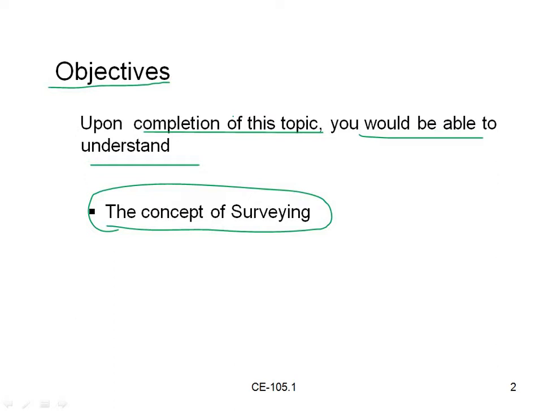To construct any structure, we have to do surveying first of all. To construct a road, we have to do surveying first. For any type of structure used in construction, we should do surveying first of all. That's why in civil engineering, surveying is a very important part.